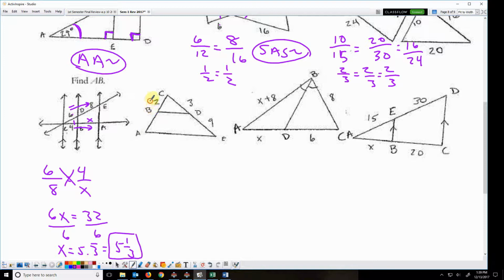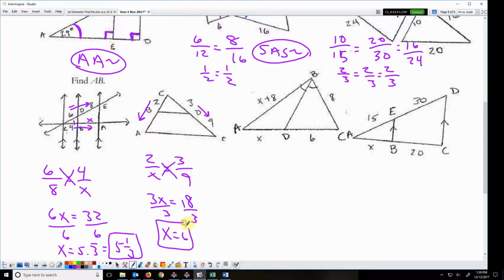Okay, so this time I'll go this way. 2 over x equals 3 over 9. So I get 3x and 18. When I divide by 3, I get x equals 6. Okay, and both of these really should say that is the length of AB.